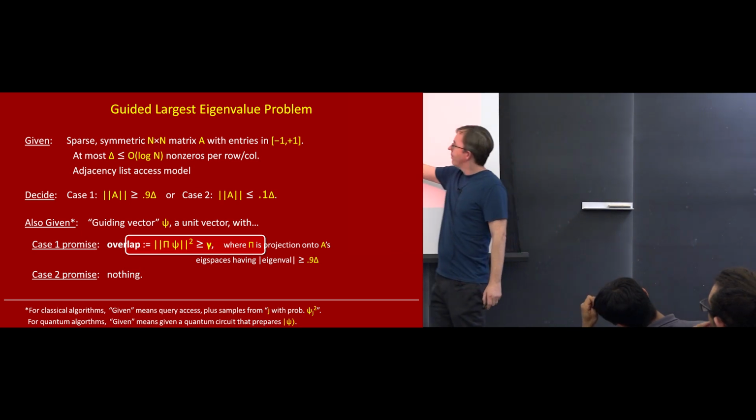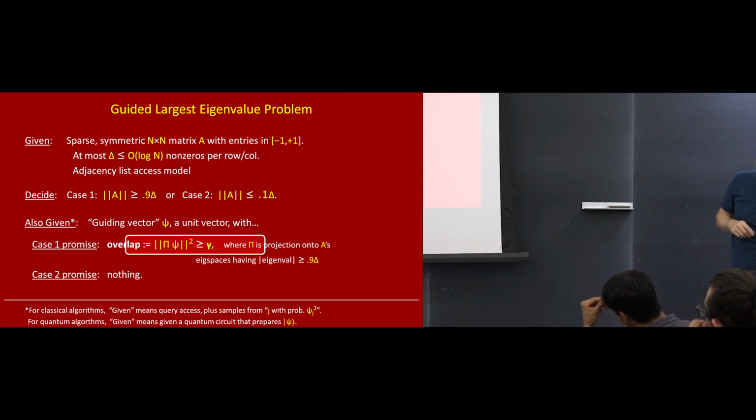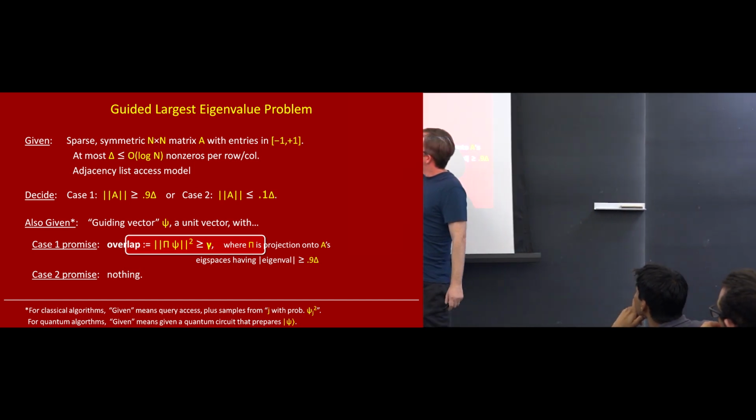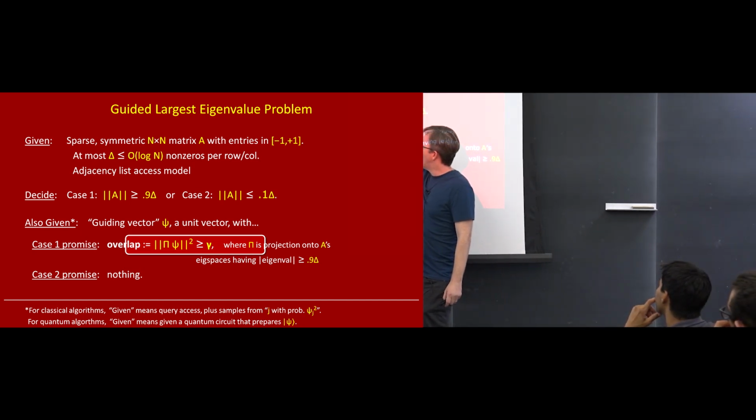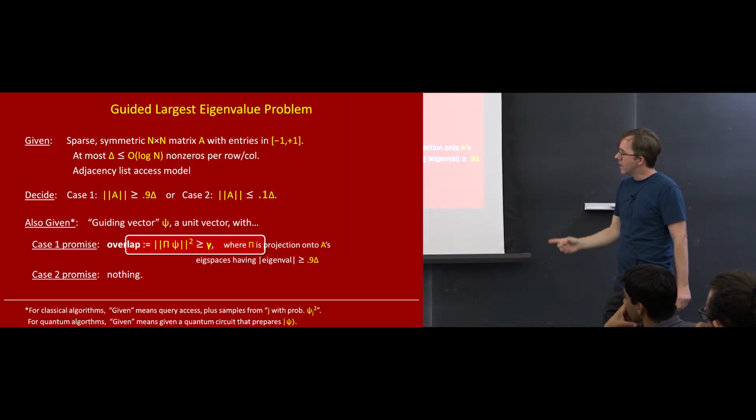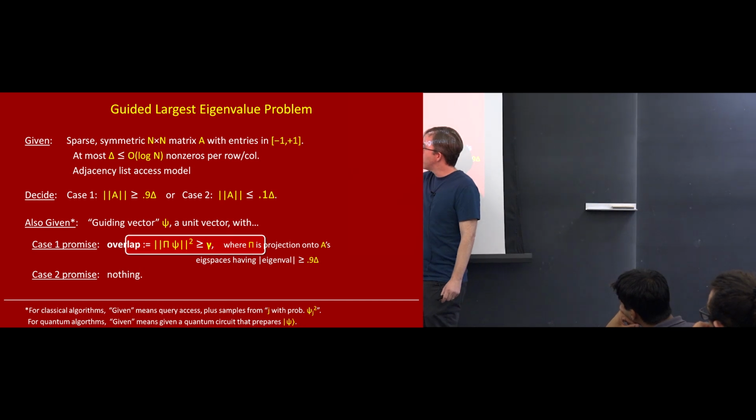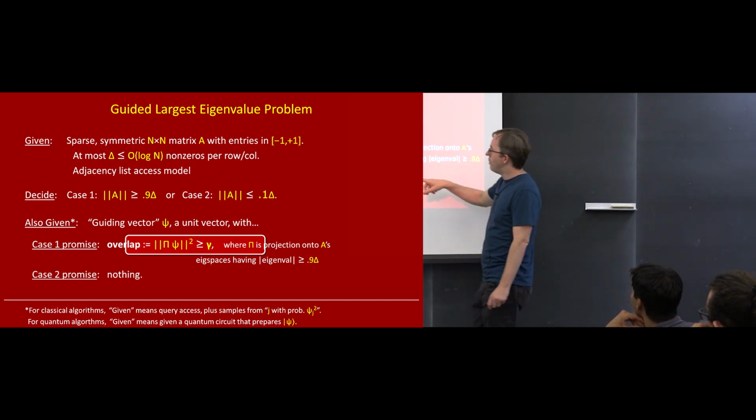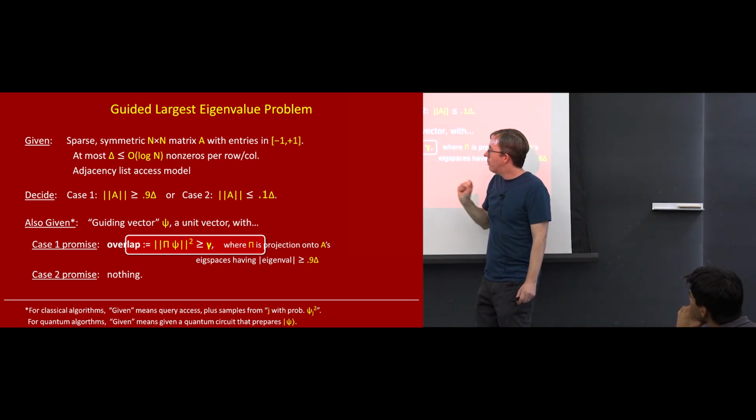You're given a so-called guiding vector psi, which is a unit vector with the following properties. In the case that A has what I'll call a big eigenvalue, although it might be either a big positive or a big negative, you're promised that this psi maybe is not an eigenvector, but it has good overlap with the largest eigenvector, or good overlap with the subspace of all the eigenvalues that are bigger than 0.9 delta. And the assumption is that the overlap is at least some parameter gamma. This is a parameter of the problem, gamma.